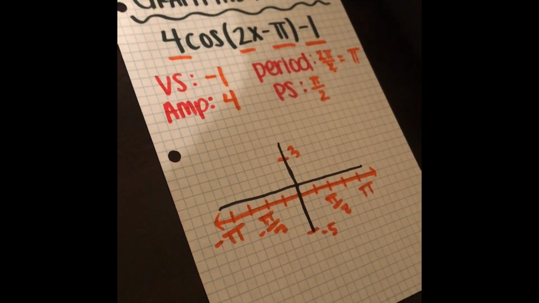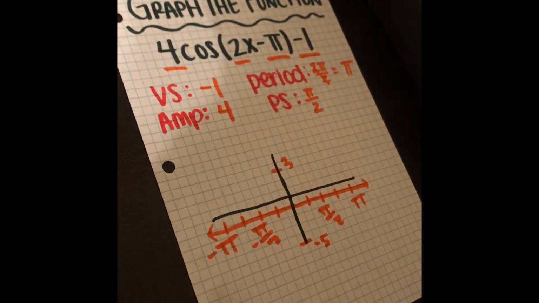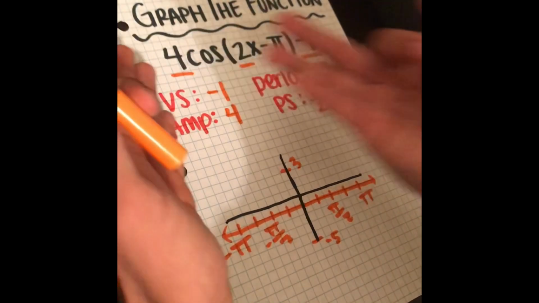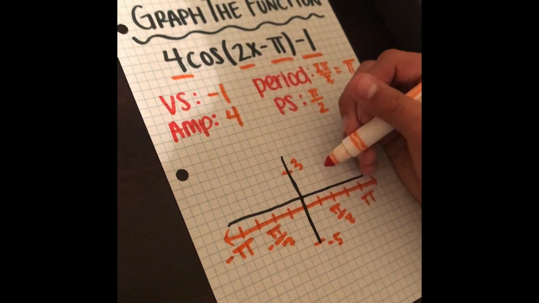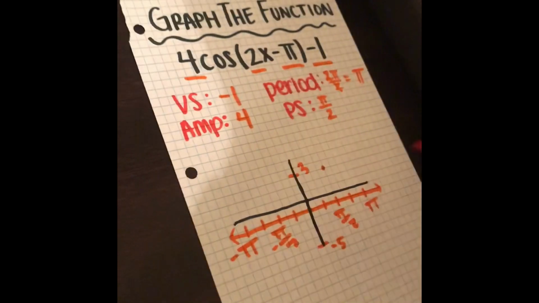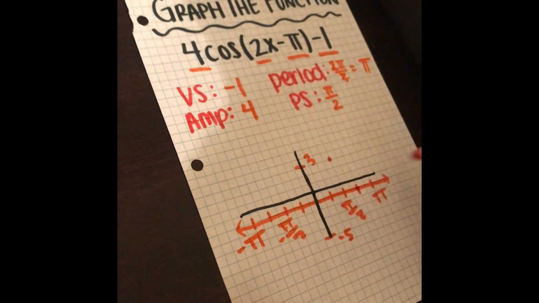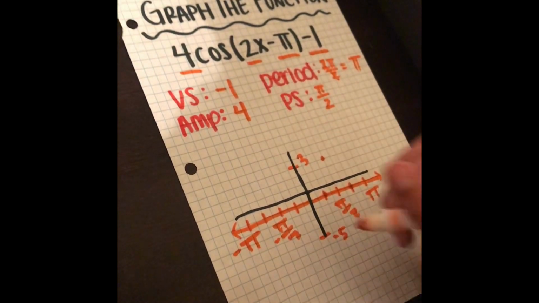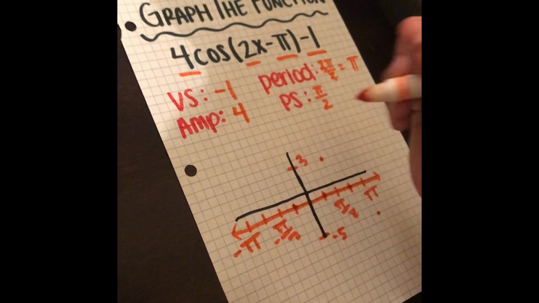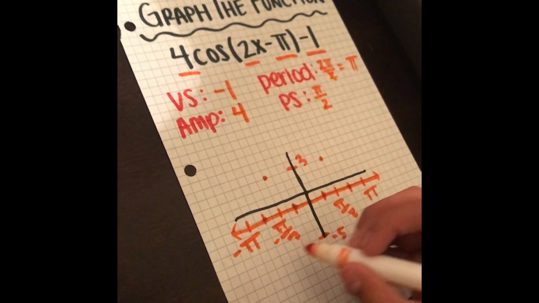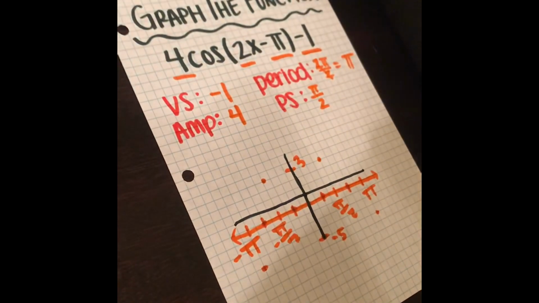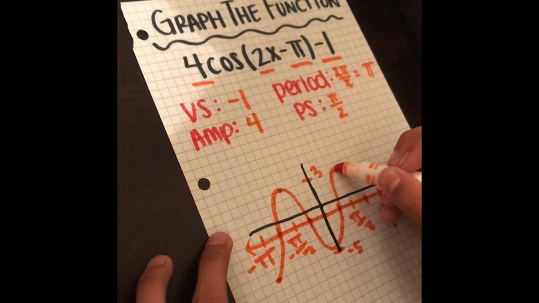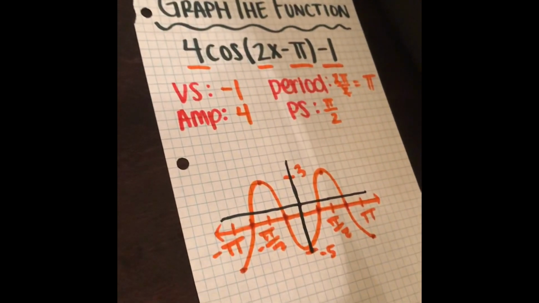And we're going to use the phase shift to start off our function. And because this is cosine, we're going to have to start at the top because there's no negatives on the front of this function. So we're going to start at pi over 2. And then we're going to have to plot on every plot that we made for the period. And then we're going to just have to connect the dots. And there is your graph.